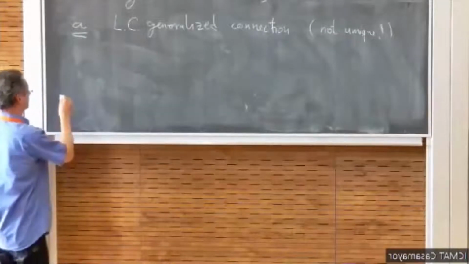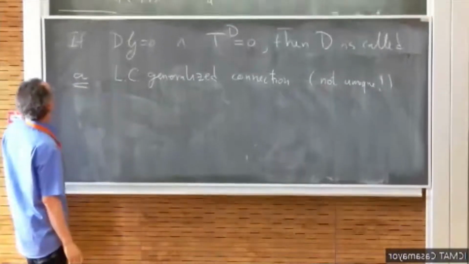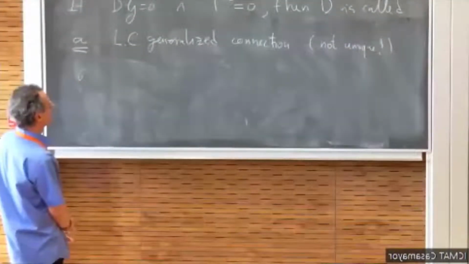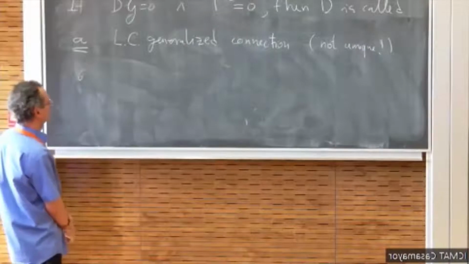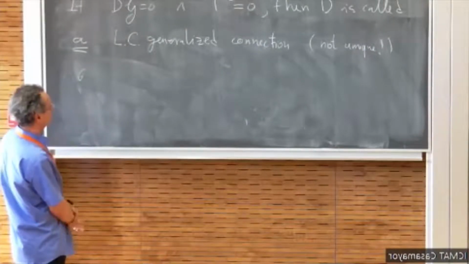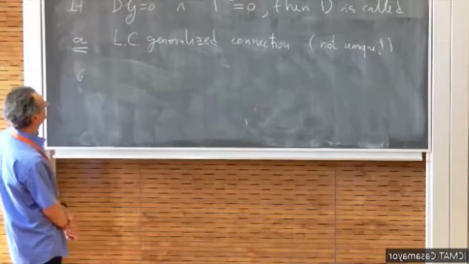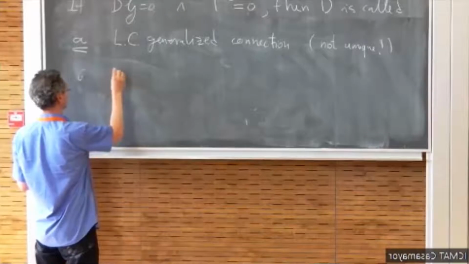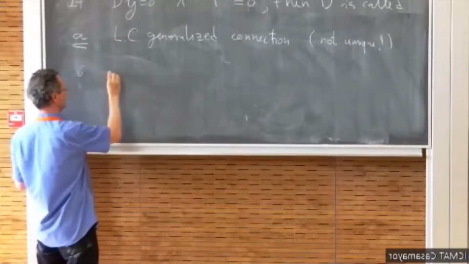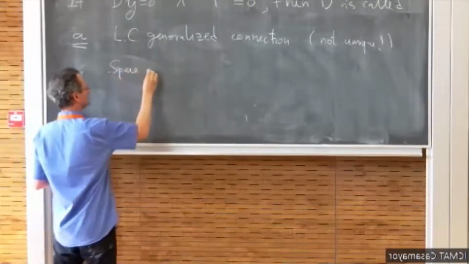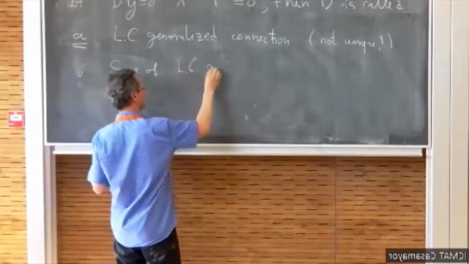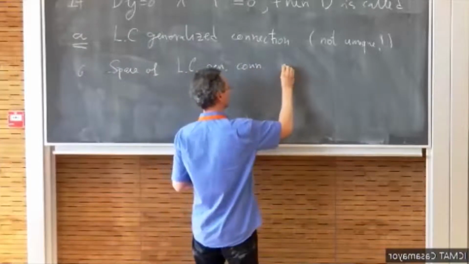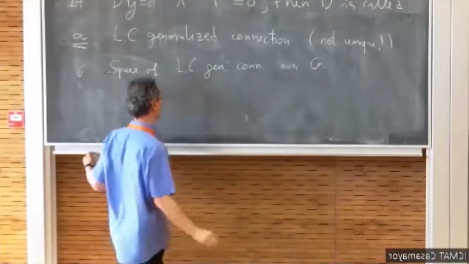So you can define a curvature. I think it is probably now the sixth chapter or so. Perhaps before I introduce the curvature, I should describe the space of Levi-Civita generalized connections in the Lie group setting. So, okay, we have here the space of left invariant Levi-Civita generalized connections over a Lie group G.